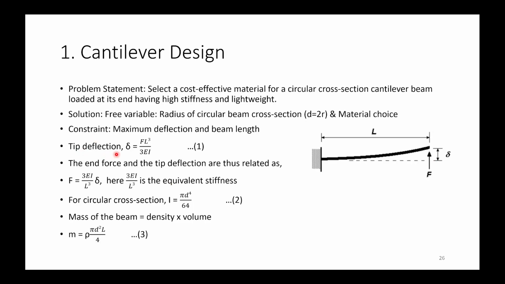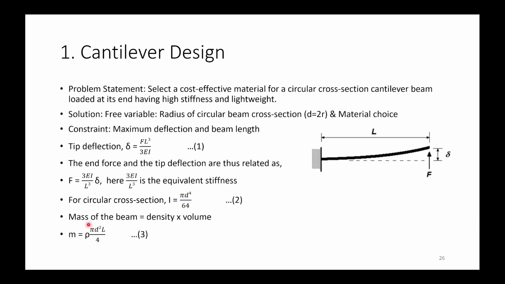Tip deflection is given as delta equal to F L cube upon 3 E I, where I is the moment of inertia, E is elastic modulus, F is force, and L is length. So the end force and the tip deflection are related as F equal to 3 E I upon L cube times deflection. Here 3 E I upon L cube is the equivalent stiffness. For a circular cross section, I is equal to pi d to the power 4 upon 64.